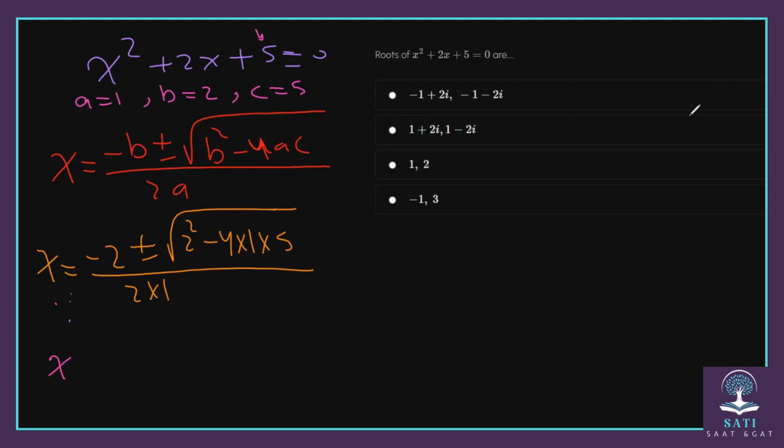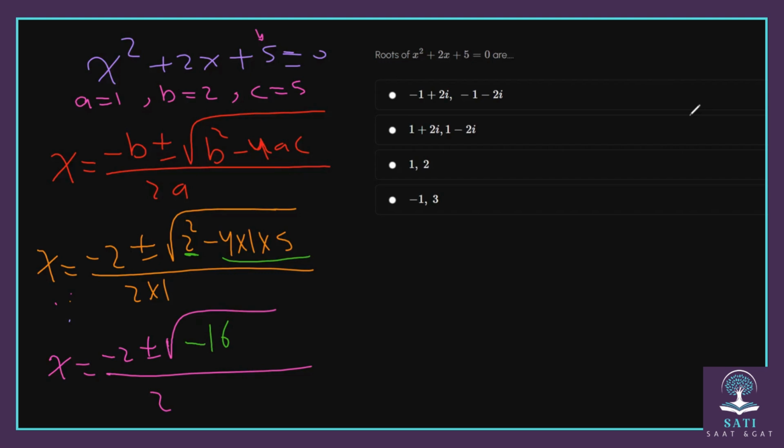Now I complete solving. I write x equals negative 2 as it is, plus or minus, and here the denominator, 2 times 1 is 2. And here the square root of what? I complete the calculations. 2 squared is 4, and 4 times 5 is 20, so that's 4 minus 20, which is negative 16. Square root of negative 16 is an imaginary number, and we take imaginary numbers in another part.